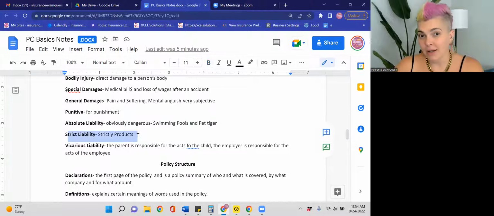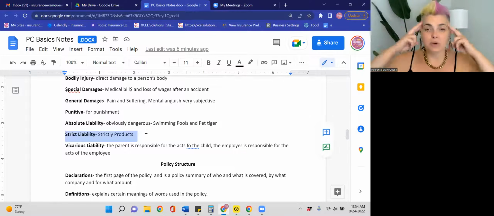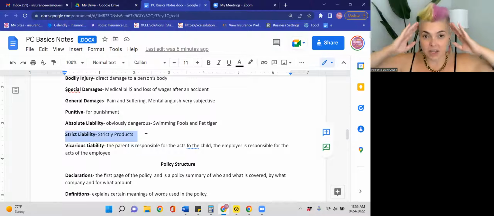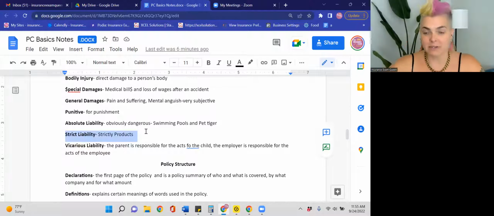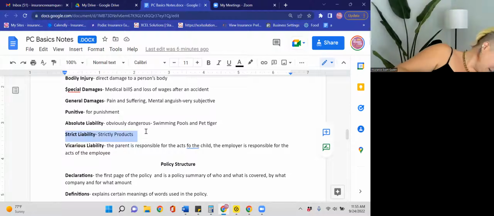People will confuse absolute and strict, because absolute says you don't need to prove fault and strict says fault doesn't matter. So you kind of confuse the two. That's why I wrote it the way that I did. Absolute is obviously dangerous, swimming pools and pet tigers. Strict is strictly products. When they say strict, there has to be a product: a tire, a cell phone, a microwave. But if they say you were behaving dangerously, it's absolute. There's no product involved. It's just you behaving dangerously or having a tiger or something.